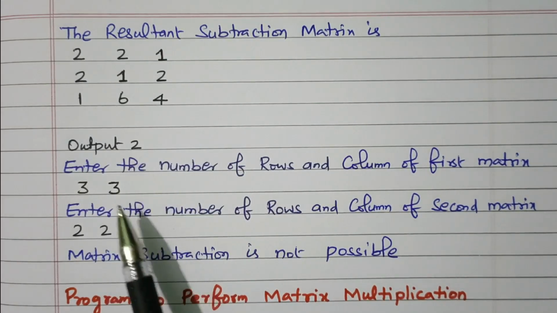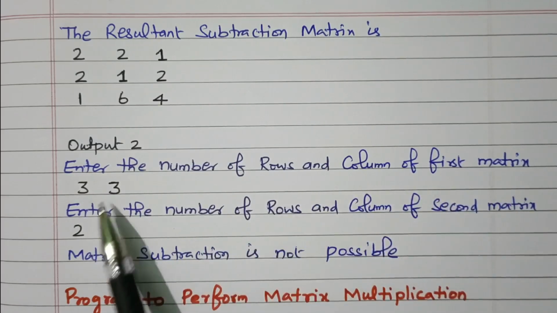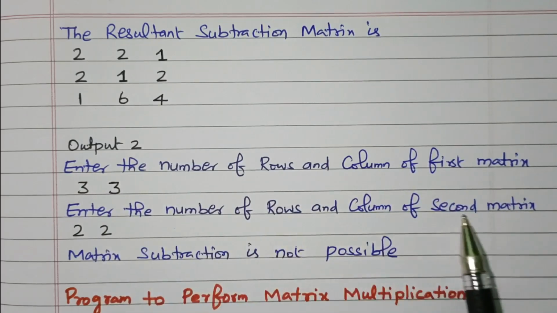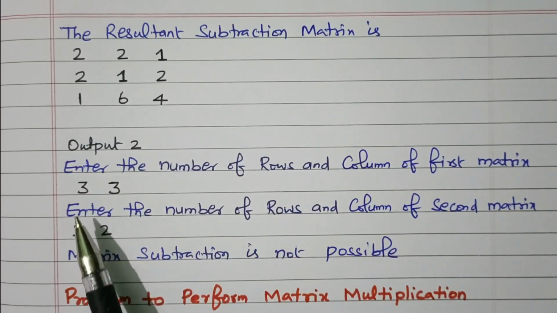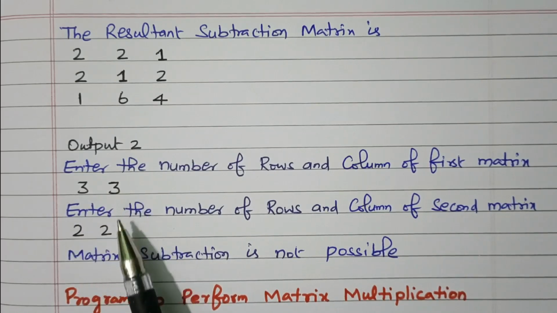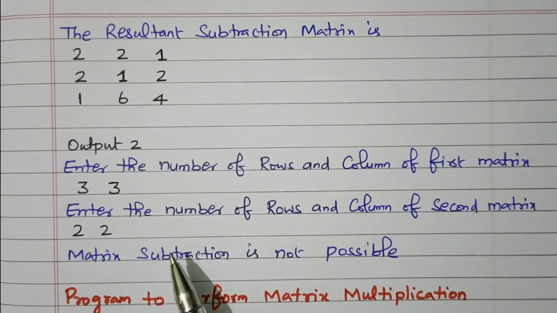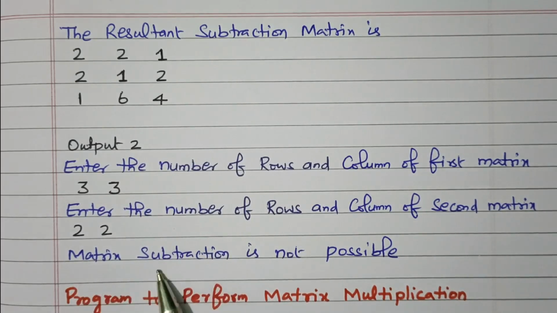We'll go to output 2. Enter the number of rows and columns of the first matrix, 3, 3. Enter the number of rows and columns of the second matrix. This is 2, 2. So these are not equal. The row size of the first matrix is not equal to the second matrix. Similarly, the column size is also not equal. So it is not possible to perform the matrix subtraction. That is displayed: matrix subtraction is not possible, right?